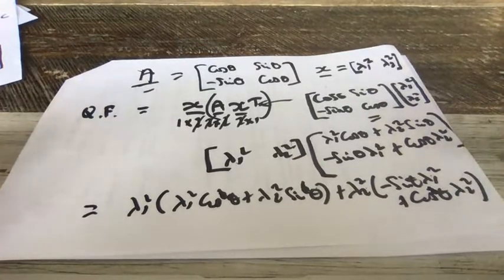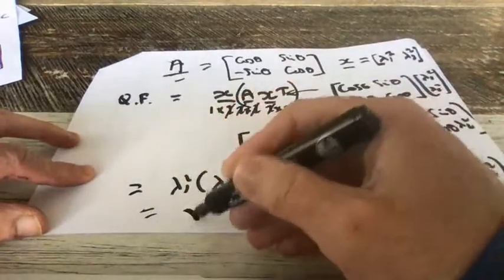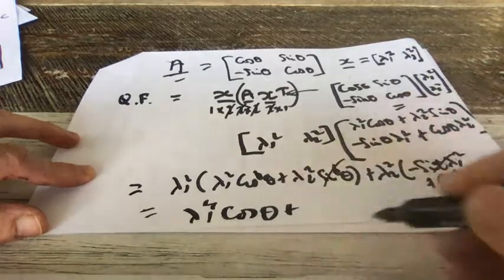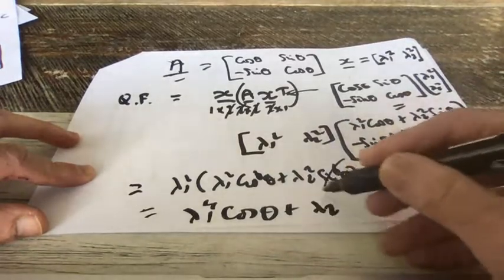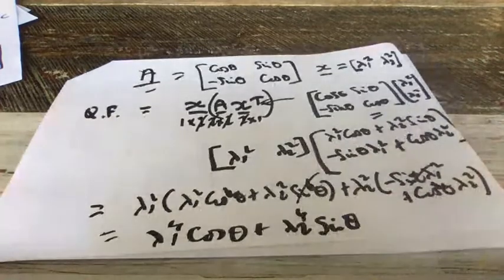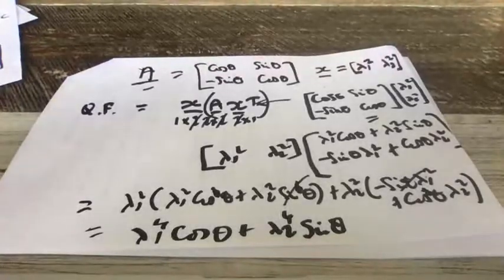So this term cancels with this, and what I end up with then is lambda 1 to the power 4 cos theta plus, when I multiply in here, I get lambda 2 to the power 4 sine theta. Now, what does this mean? It means nothing, all right? What is this nonsense? It's just nothing. All this is an exercise in matrix multiplication.